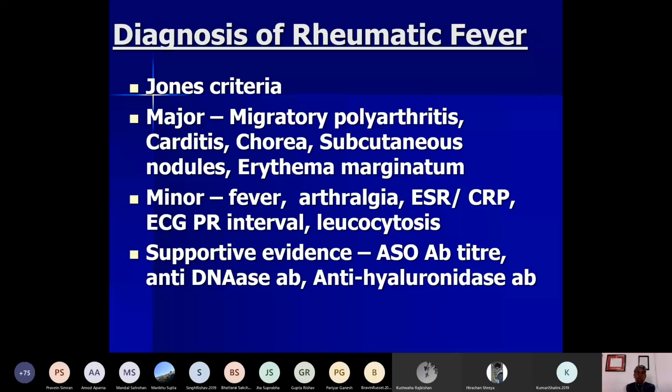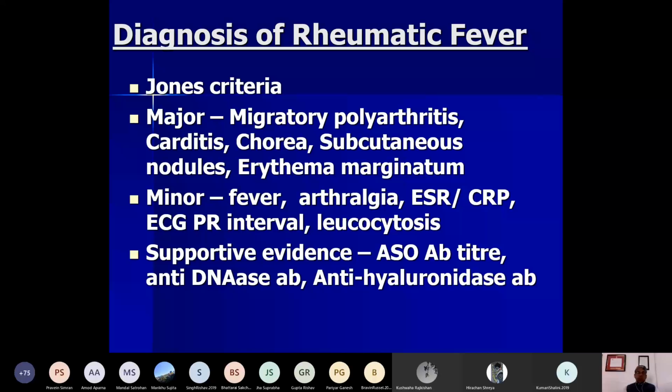Minor criteria is again involvement of the joint, but it is only as pain and not as arthritis. So the signs of arthritis are not there, but the patient complains of arthralgia or pain. Patient may have fever, and then the laboratory investigations may show raised ESR or C-reactive proteins. As we discussed, ECGs will show prolonged PR interval because the conduction of the electrical current is affected, and as a mark of inflammation, we can see leukocytosis.